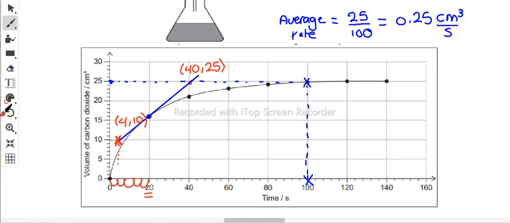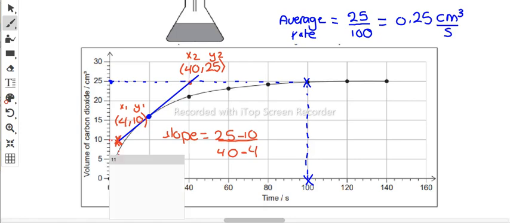So now after having the tangent and having 2 points, you're going to calculate the slope, which is delta y over delta x. So this would be my x1, this is my y1, this is my x2, and this is my y2. So it will be 25 minus 10 divided over 40 minus 4. And you will be using your calculator to find out the final answer.